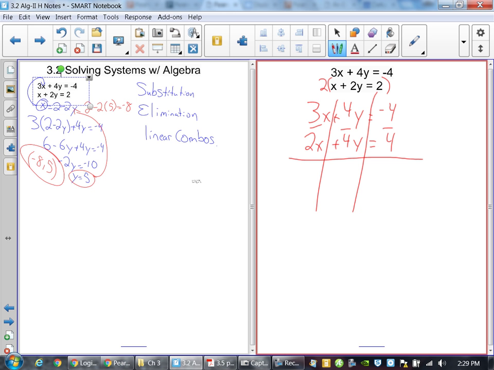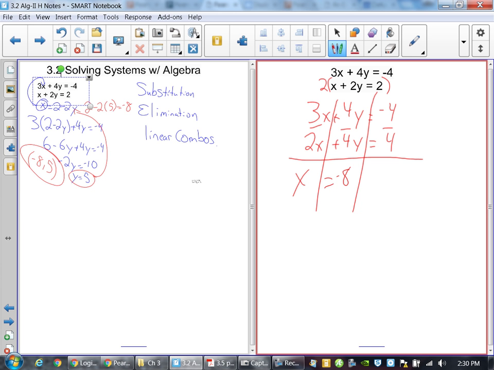Yeah, but sometimes you're not going to do substitutions. This one makes so much more sense. That's fine. And that's why it depends on how you see it. You can always do linear combinations. It'll always work. What's 3 minus 2? 4 minus 4 is gone. What's negative 4 minus 4? X is negative 8.